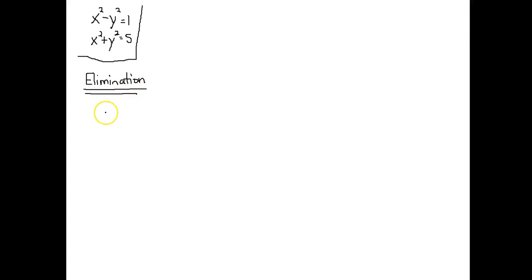Okay, so take x squared minus y squared equals 1. I don't even have to multiply the equations by anything because the coefficients in front of y squared are already opposites. Add these together. You'll have 2x squared equals 6. So x squared equals 3.